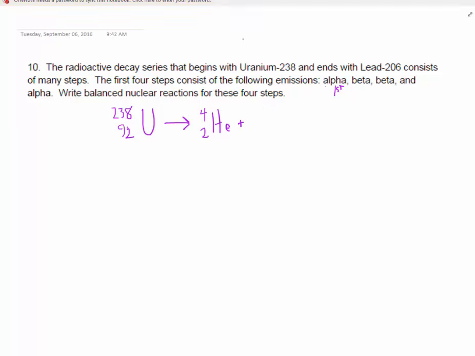That would be 234. And then on the bottom, 2 plus what would equal 92? That would be 90. And then remember, we find the element that this is by the bottom number, the atomic number, and 90 is thorium. So this is our first nuclear decay. We end up with thorium.